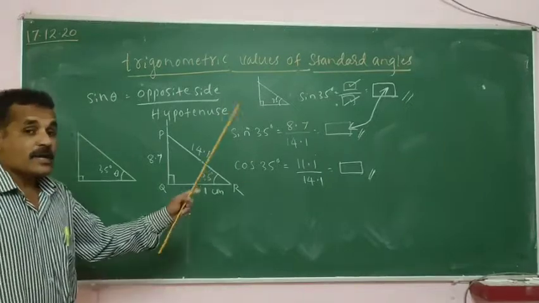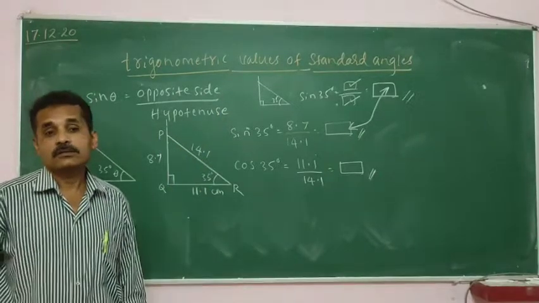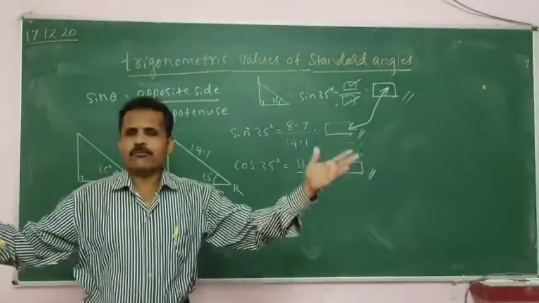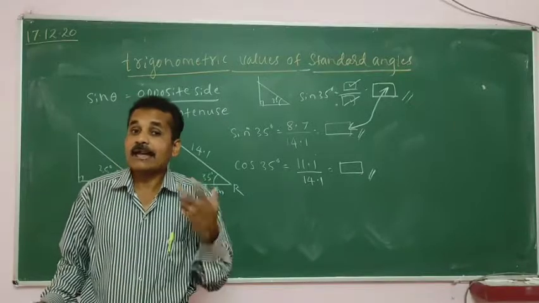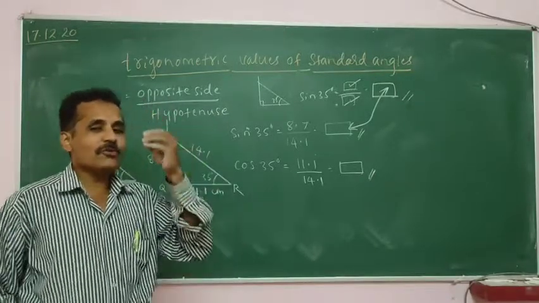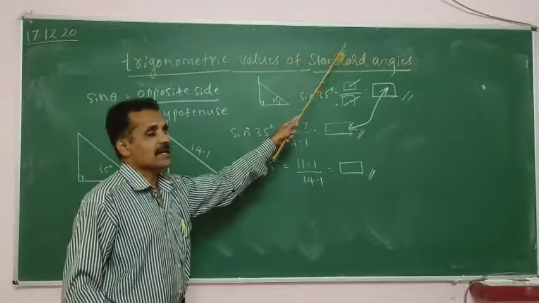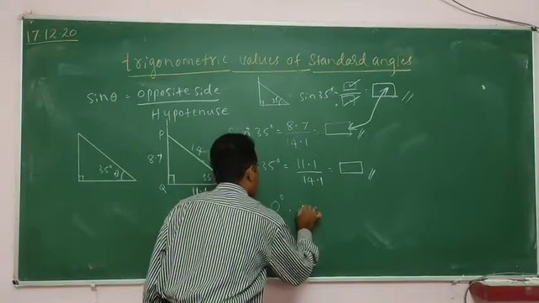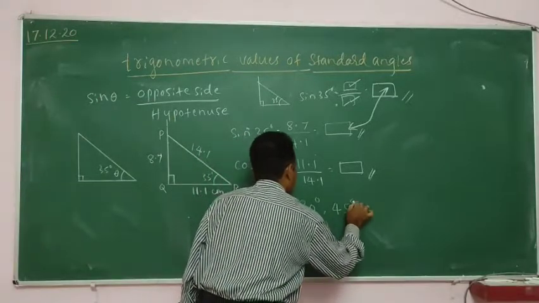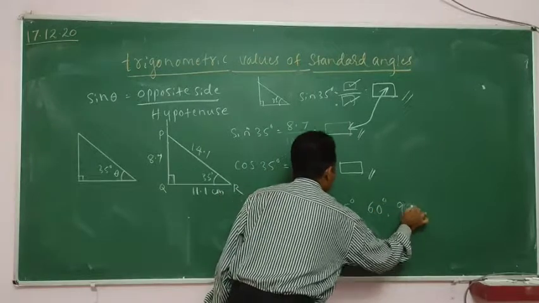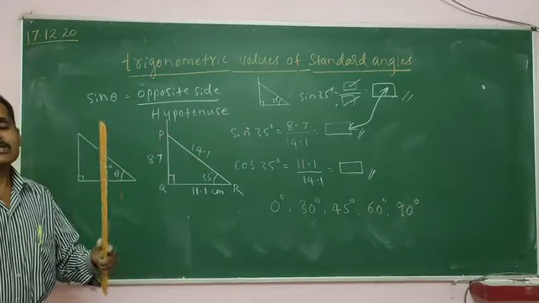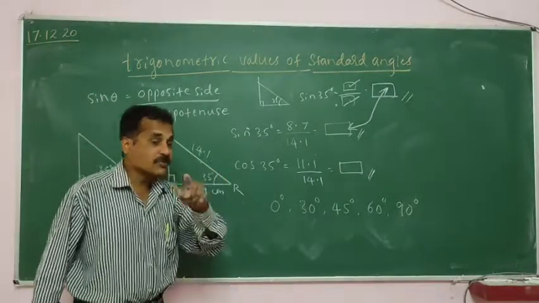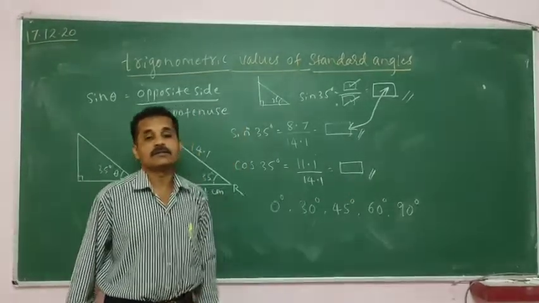But it is very difficult to remember all the values. Because right from 0 degree to 90 degree, plenty of trigonometric ratios will come. Different angles will come. So, in order to make it easy, some of the angles are called standard angles. Which are the standard angles? 0 degree, 30 degree, 45 degree, 60 degree and 90 degree. These 5 angles are called standard angles. And it is very essential that you remember all the trigonometric values of these 5 standard angles.